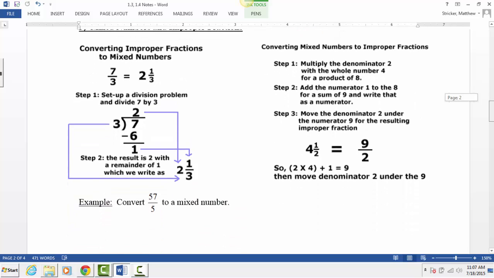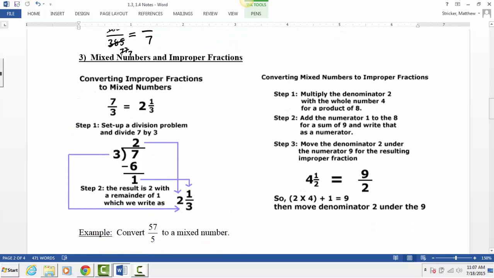The last thing we're going to do in this section, section 1.3, is talk about mixed numbers and improper fractions and how to convert back and forth between the two. An improper fraction, you'll remember, is a number where the numerator, which in this case is 7, is bigger than the denominator, which is 3. When the top is a bigger number, it's called an improper fraction. A mixed number, on the other hand, has a whole number and then a fractional part.